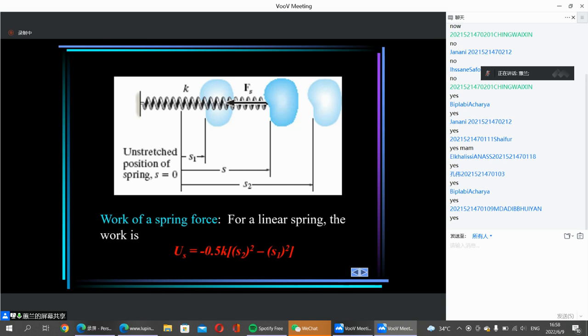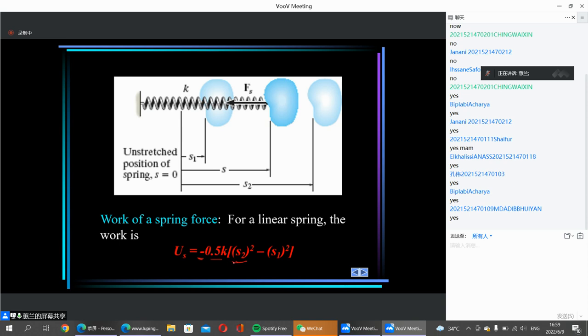Okay, so for the spring force, here we only talk about the linear spring. If it's not a linear spring, we need to do the integration of the work, but right here it is a linear spring. So based on the definition of the work, we do the integration, and the result is that the work of a spring force on the rigid body will be minus 0.5 k (S2 squared minus S1 squared).